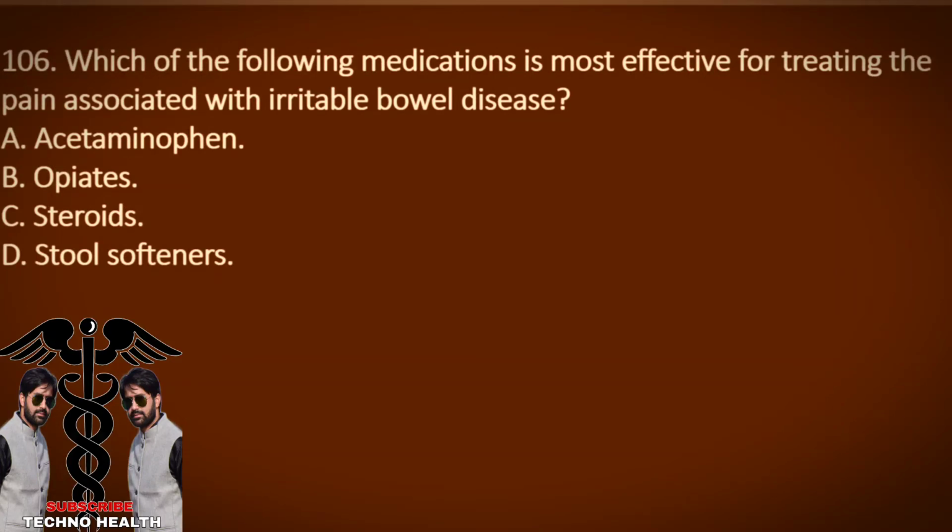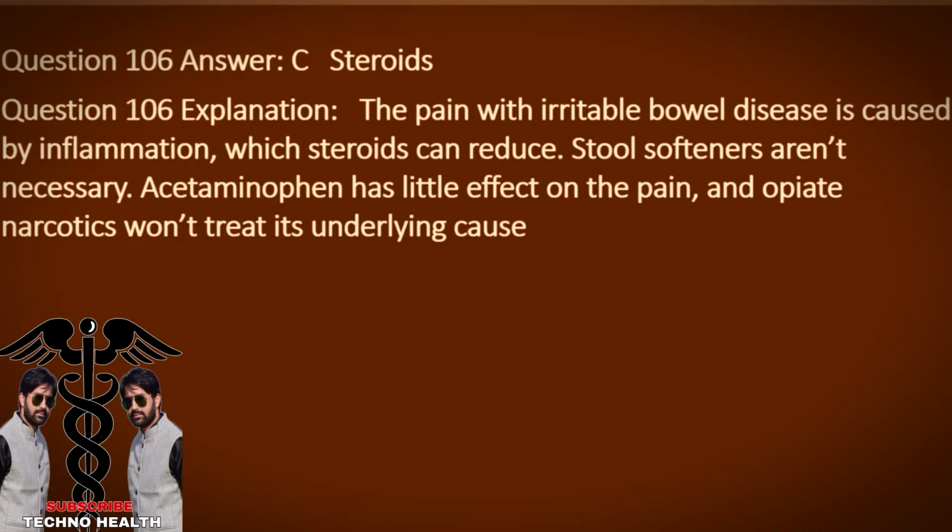Question 106. Which of the following medications is most effective for treating the pain associated with irritable bowel disease? A. Acetaminophen. B. Opiates. C. Steroids. D. Stool softeners. Answer: C. Steroids.